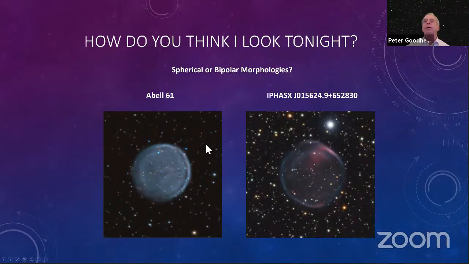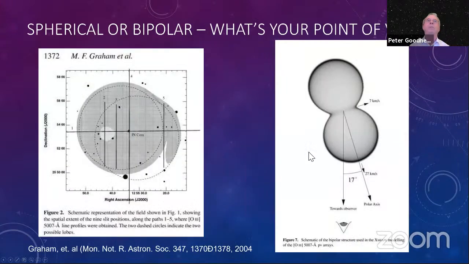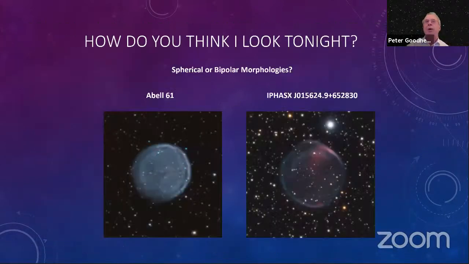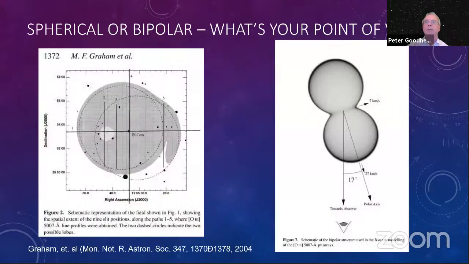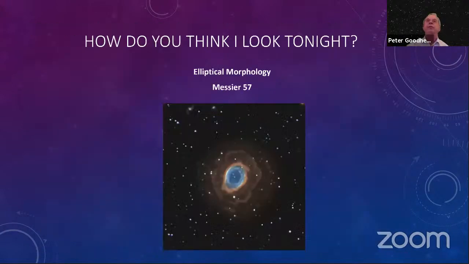But what you'll see is that you might get this dual ring effect, which if you look at this chart here, you can see that if you're looking at it along the axis, the two lobes are likely to overlap and it will look like a sphere. If you look at it slightly offset, they'll be slightly offset and then you'll get that. So images like these are more likely to be bipolar, even though they may appear to be spherical. And then a famous bright one, which is elliptical, is Messier 57.